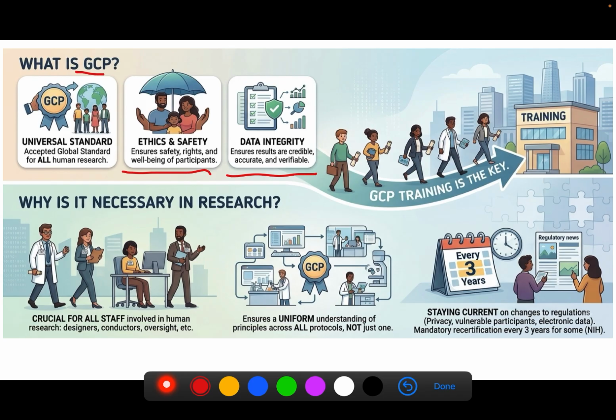But why does this matter to everyone on the research team, not just the doctors? It's because GCP is crucial for every single person involved in the research, that is, the person who designs the study, the one who runs it, and the one who oversees it. It creates one uniform understanding of the principles across every protocol, not just one. And it does not stop after your first training. Regulations evolve around privacy, vulnerable participants, and electronic data, which is why recertification is mandatory every 3 years for some, including NIH-funded research.